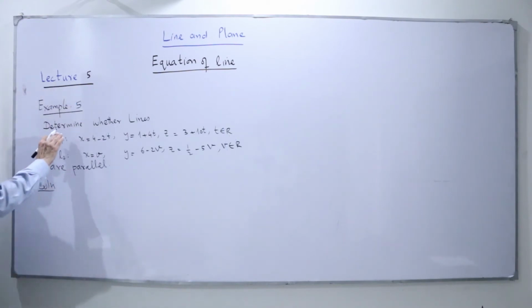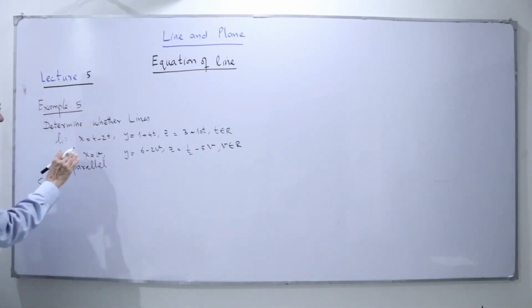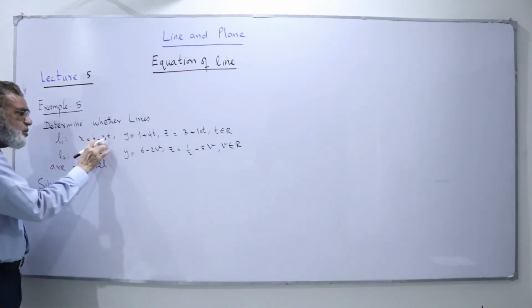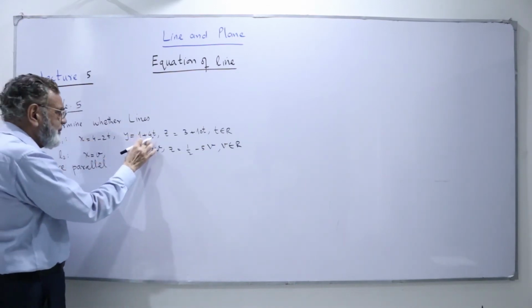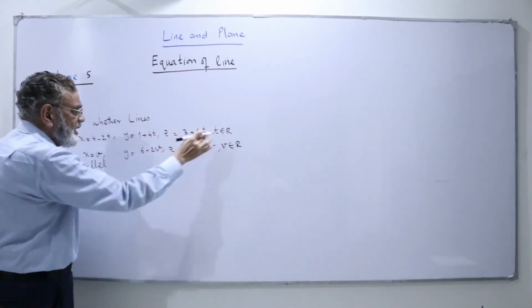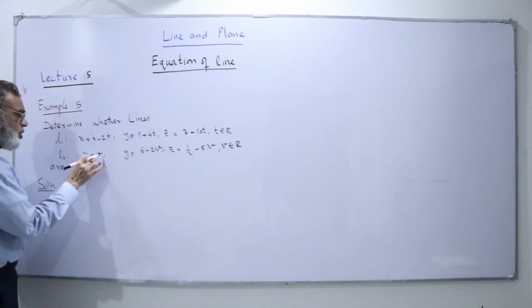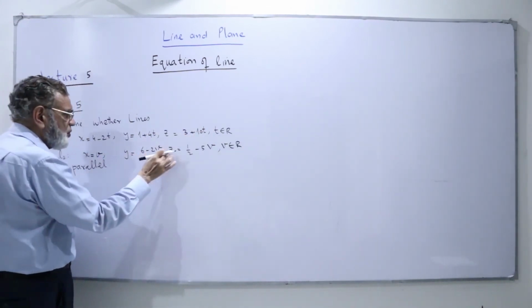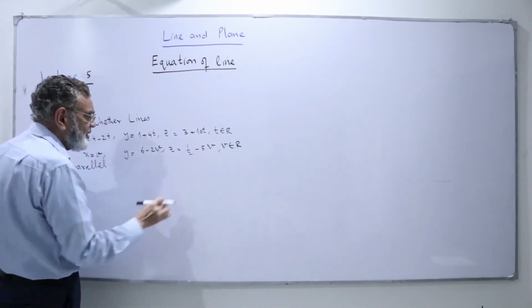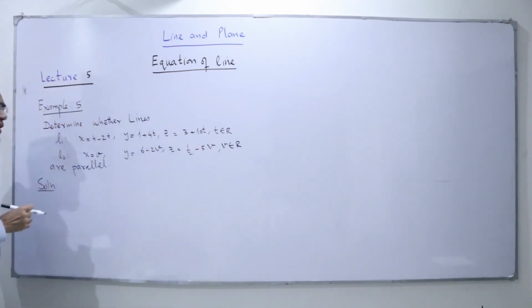In this example, we want to determine whether the lines L1 and L2 are parallel. For line L1, we are given x equal to 4 minus 2t, y equal to 1 plus 4t, and z equal to 3 plus 10t, where t is any real number. And for L2, x equal to v, y equal to 6 minus 2v, z equal to 1/2 minus 5v, where v is real. We have seen that two lines are parallel when their vectors are parallel.